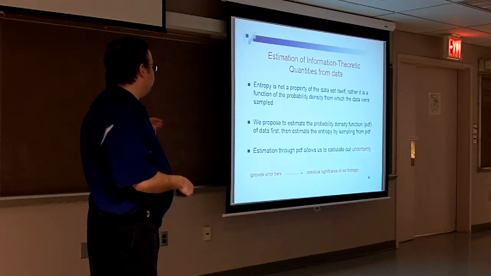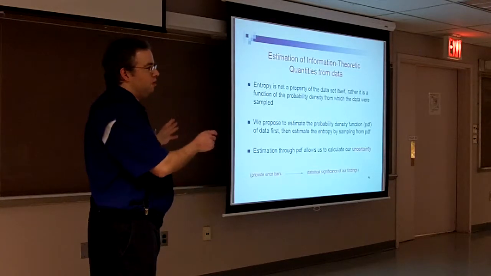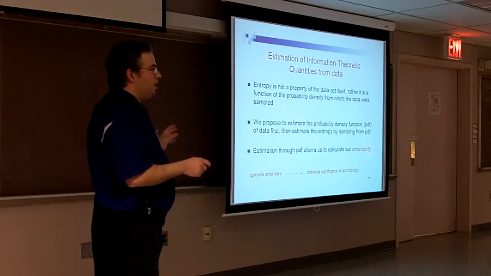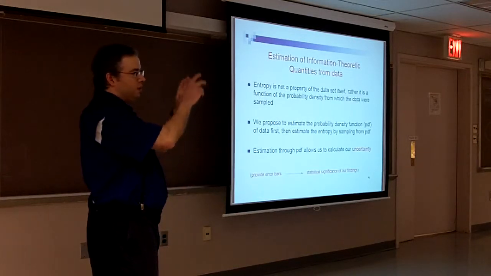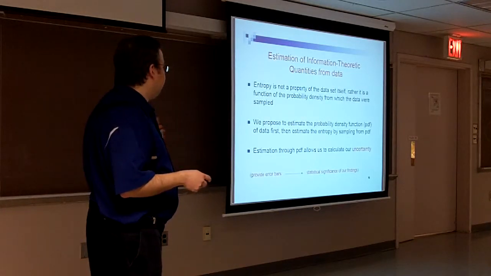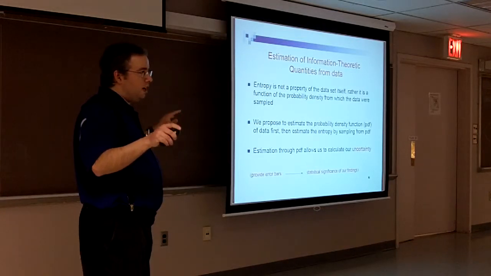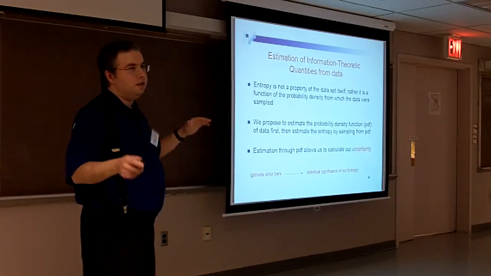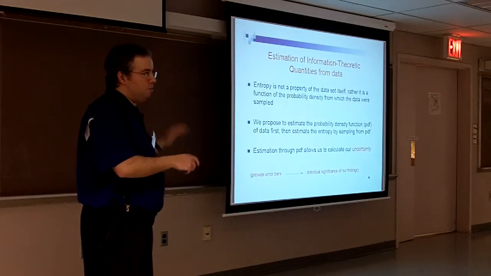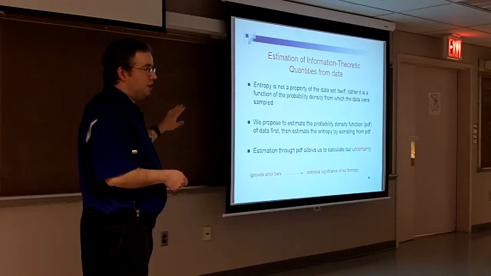So we can provide the error bars, and thus provide the statistical significance of our findings in the most true way. So we're not dealing with point estimates. We're dealing with PDFs. So we prefer using Bayesian methods, and that's why we're estimating the PDF first, and then using that PDF, we estimate the entropy. That's the entropy estimation part.